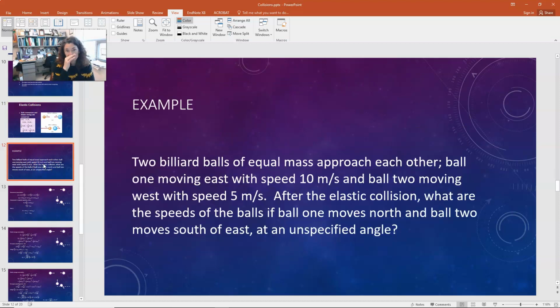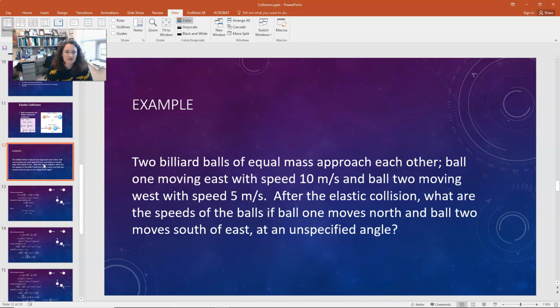Let's do an example problem of that. So here I'm going to talk about billiard balls. We have two billiard balls of equal mass approaching each other. Ball 1 is moving east with a speed of 10 meters per second, and ball 2 is moving west with a speed of 5 meters per second.